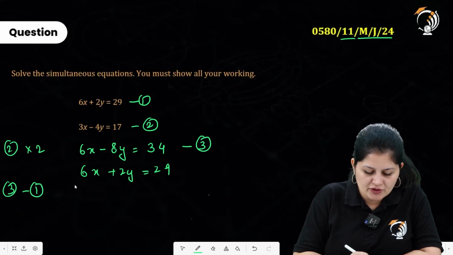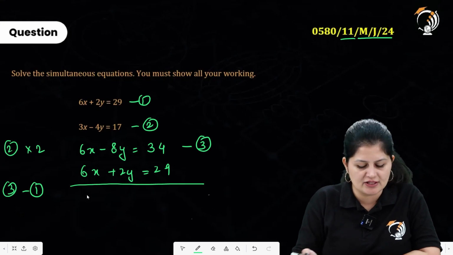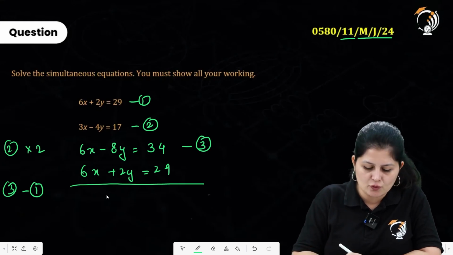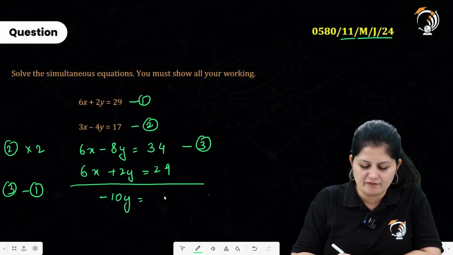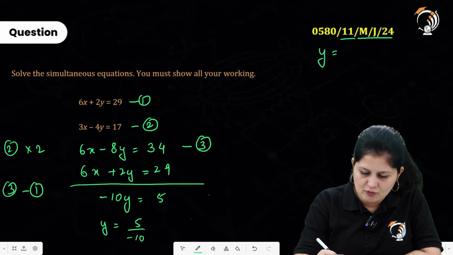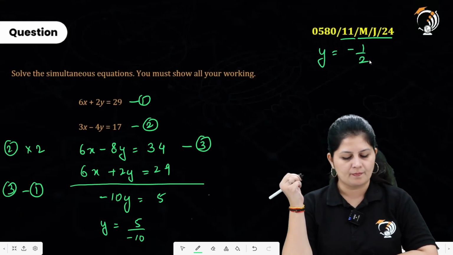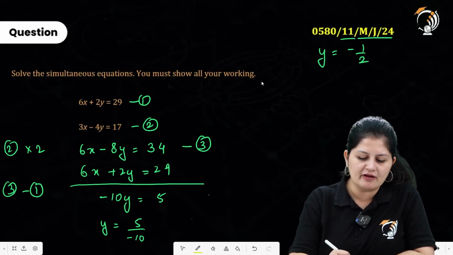So here what we are going to get as a result, 6x minus 6x is going to be 0. Minus 8y minus 2y will give you minus 10y. 34 minus 29 will give you 5. So we are going to get y is equal to 5 over minus 10. So that means we are getting the value of y is equal to minus 1 over 2. Understood? So now let's just substitute the value of y.